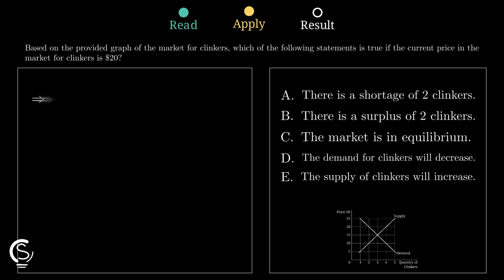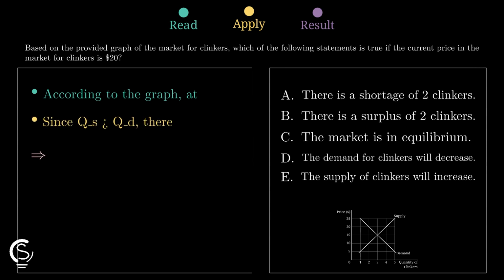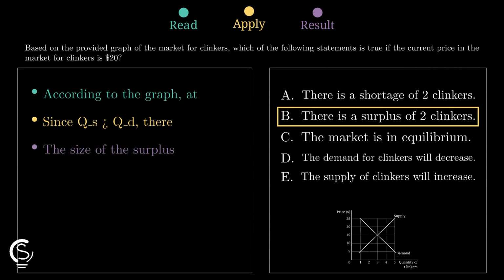Since the quantity supplied of 6 is greater than the quantity demanded of 4, we know the market is not in equilibrium. This specific situation always creates a market surplus. To find the exact amount, subtract 4 from 6. That leaves us with a surplus of 2 clinkers, making option B the only correct choice.